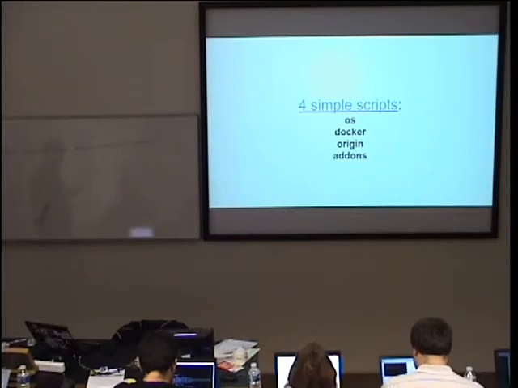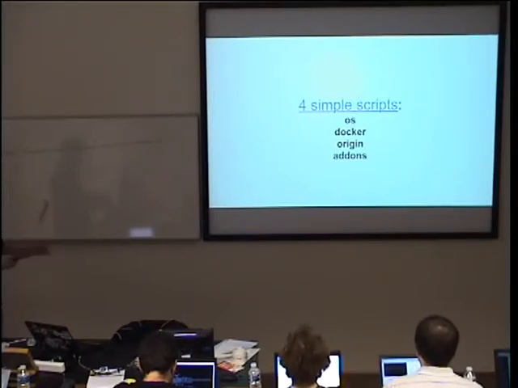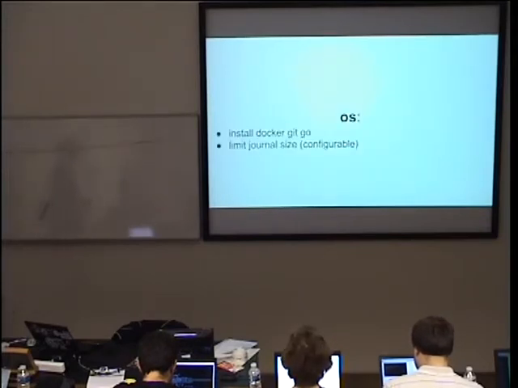The creation of the VM follows four simple steps, which are: configure the OS layer, configure the Docker layer, configure the Origin layer, and then provide anything additional on top of that. On the OS, you can configure all the base packages that you want. We provide the minimum. You can, of course, tailor to your needs.